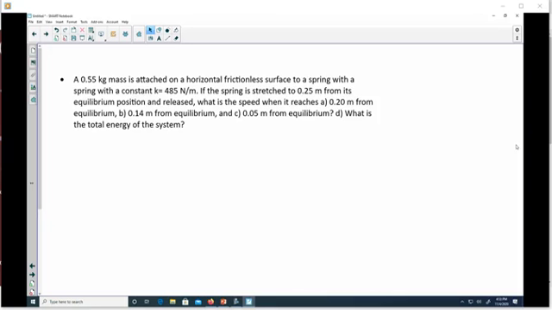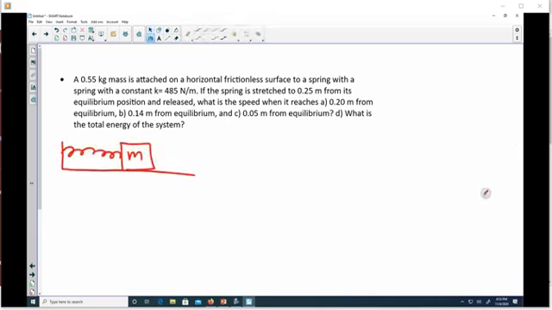Okay, everyone, so in this example we have a 0.55 kilogram mass that's attached to a spring on a horizontal frictionless surface, and the spring constant is 485 newtons per meter. The spring is going to be stretched an initial amount and released, and we want to determine the velocity of the mass as it reaches these different points, as it gets closer and closer to the equilibrium point. And then for the last part, again, we're going to find the total energy of the system.